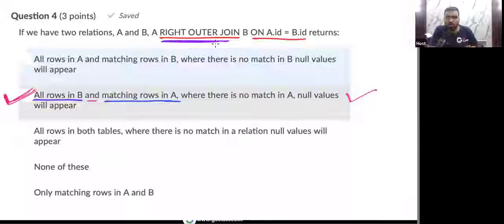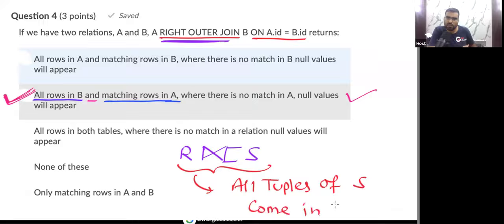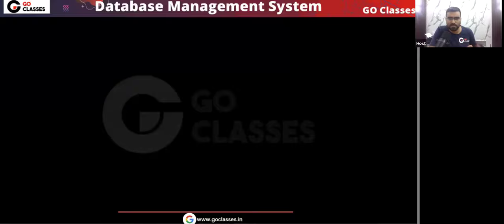Because remember, in the right outer join, all the tuples of B will come, right? Do you agree? If you have a right outer join, then all tuples of S will be preserved. All tuples of S come in the output. Simple. So you can see all rows of B and only the matching rows of A. So the answer for this question will be option B.